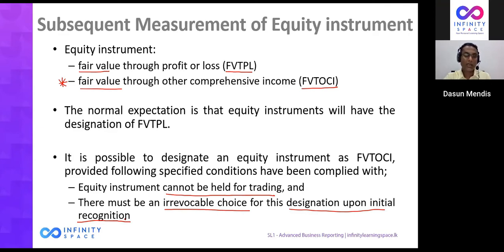After you put it under FVOCI, it's an irrevocable choice. You can't come back and say, okay, I want to reclassify this into fair value through profit or loss. That is not possible. If both these conditions are met, then you can classify the equity financial asset under FVOCI. It seems that this organization has done that. So that's why, under other comprehensive income, there was a value loss during the financial year, and there's a balance in the fair value reserve.